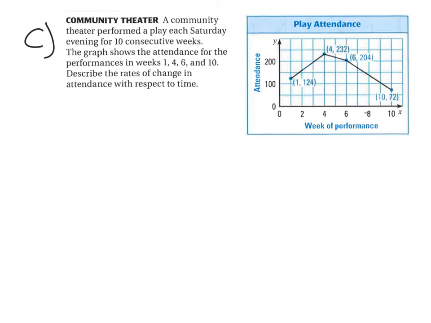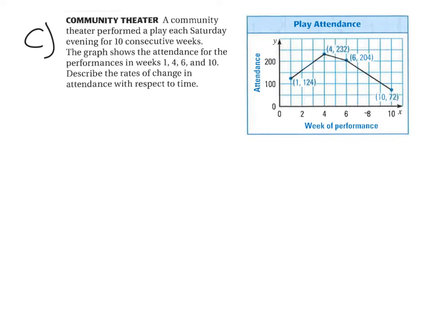In example C here, we have a graph that shows the attendance at a community theater play. The play ran for 10 consecutive weeks, and the graph shows the attendance for the performances in weeks 1, 4, 6, and 10. We want to find the rates of change in attendance with respect to time. Now notice my graph is not a straight line here. So this is not a linear relationship, but we can still find the rate of change for the different parts of the graph.